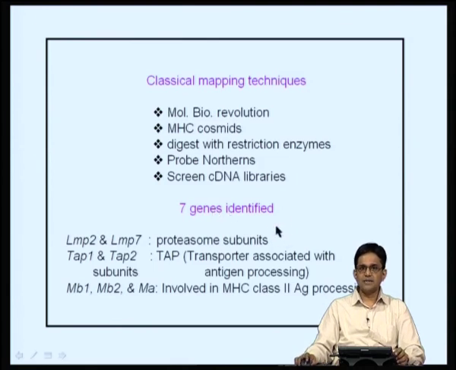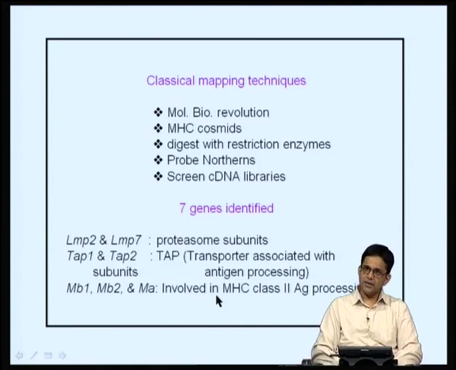So LMP2 and LMP7, these are proteasome subunits. TAP1 and TAP2, this is a transporter associated with antigen processing, and we will be discussing more about these subsequently. And you have the MA and MB genes, which are involved in MHC class 2 antigen processing. So this is the amazing part. You had this particular region between the K and the IA, which encoded these 7 genes, and all the 7 play such important roles in MHC class 1 and class 2 antigen processing and presentation.